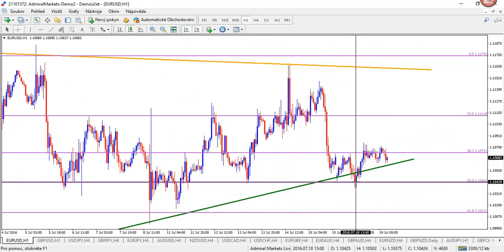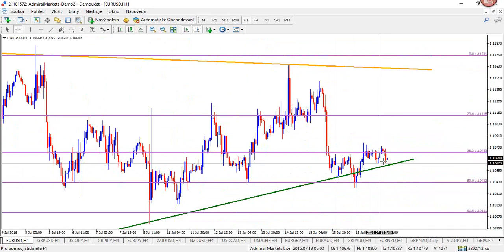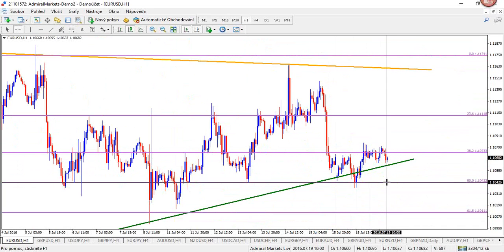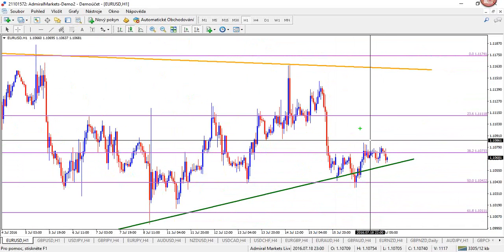All right, it still moved a bit lower before it bounced up, but eventually it did move up. And I think we're seeing the first move up here is an A. This could be a B. And I think we're going to see a wave C retest the top of this triangle.